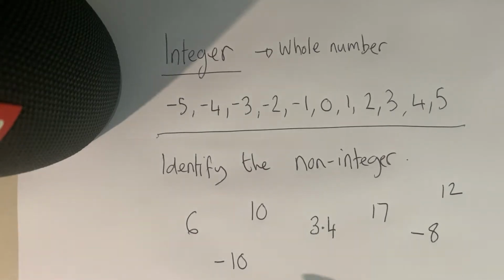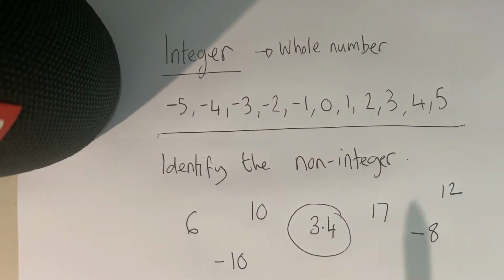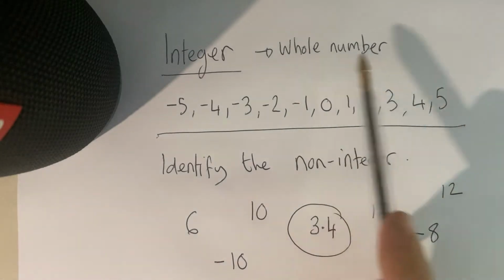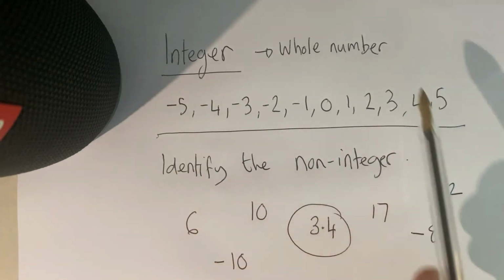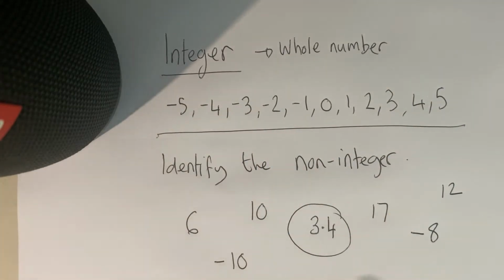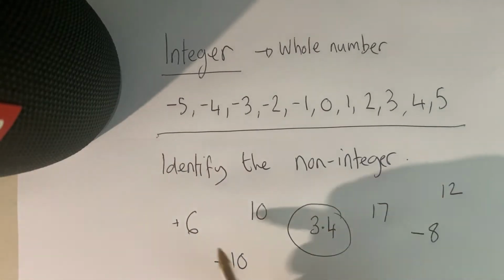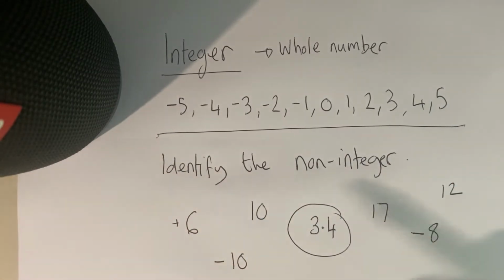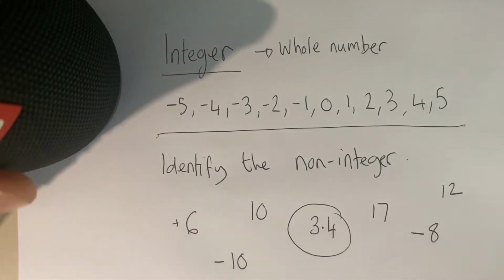Hopefully you spotted that the non-integer was 3.4. The reason why that's not an integer is because it is not a whole number. So here are the integers again. Integers are whole numbers. The rest of these numbers were whole. Some were negative, some were positive. Generally, we don't bother putting the positive sign in front of a positive number. We just assume that any number that's written down is positive, identifying the numbers that are negative by putting a negative sign in front. That's the first section for integers.